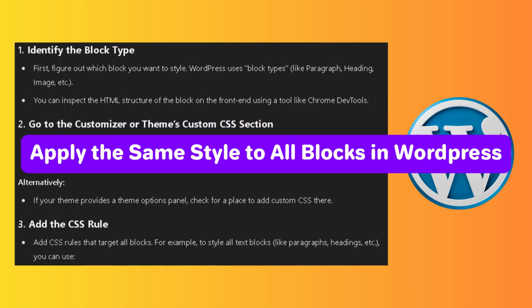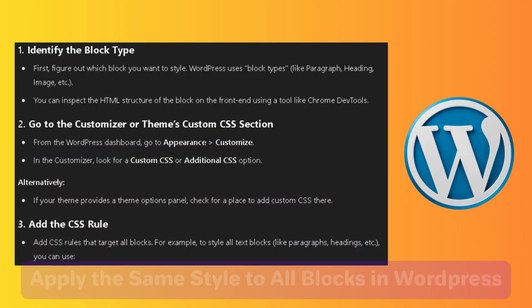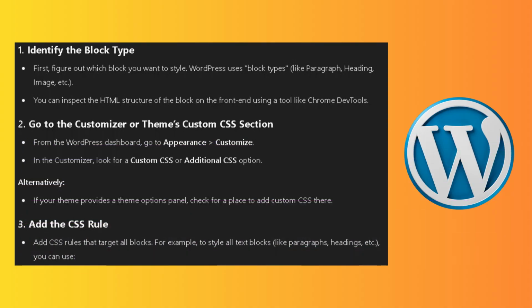In this video, you will learn how to apply the same style to all blocks in WordPress. First, identify the block type. First, figure out which block you want to style. WordPress uses block types like paragraphs, headings and images. You can inspect the HTML structure of the block on the front end using tools like Chrome DevTools.